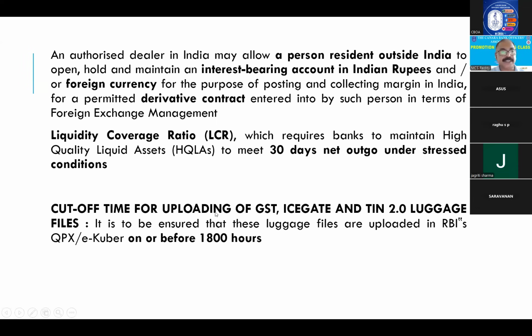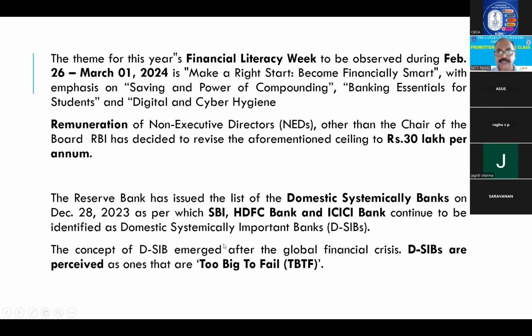That is what here is called scroll files. It is to be ensured that these scroll files are uploaded in RBI's e-Kuber platform on or before 6 p.m., 18 hours, evening. So here timing is only important. For uploading government revenue related files, the cutoff time is 6 p.m., 18 hours. This is plus 1 point for exam purpose.